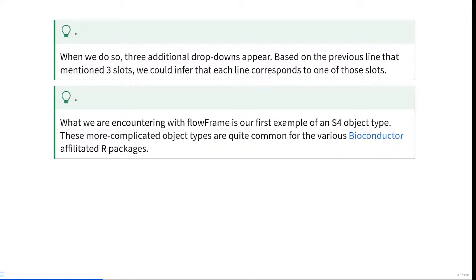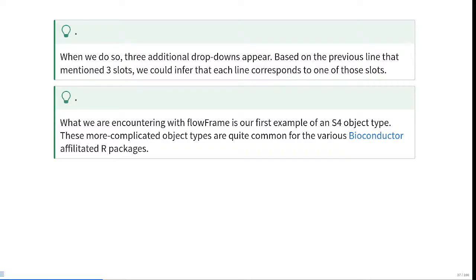So at this point, flowFrame is basically our first encounter with what is known as an S4 object type. These are very complicated object types. They're more common within the Bioconductor affiliated packages, but they're still very much a tool. If we were working with hammers, paintbrushes, screwdrivers, this is more in the range of working with a vortex or a small cell counter. It still has a relatively narrow focus, but it's a little bit more complicated and has a few more moving parts.